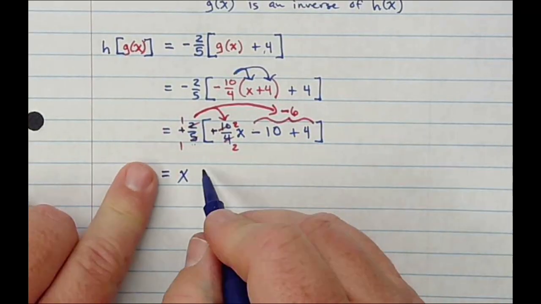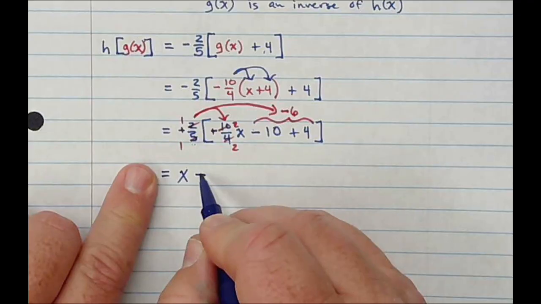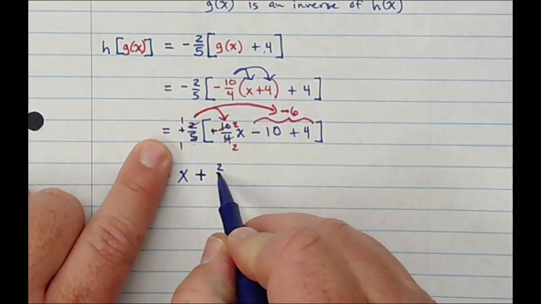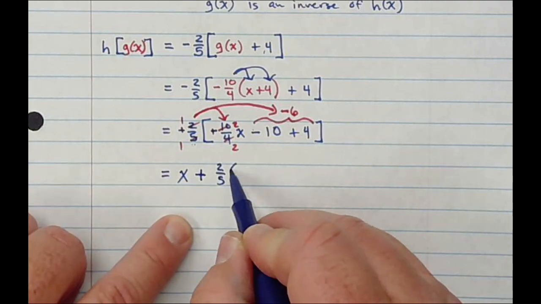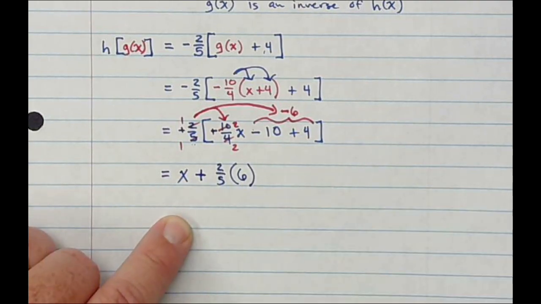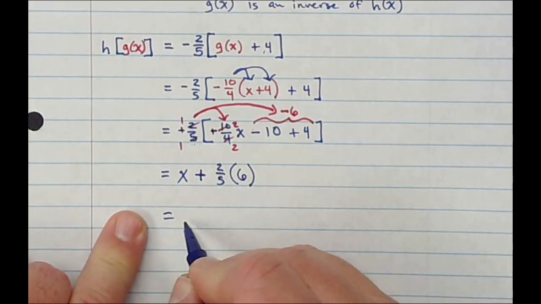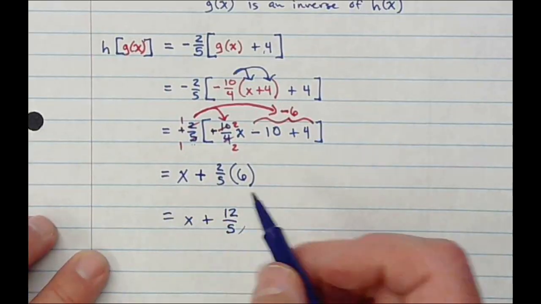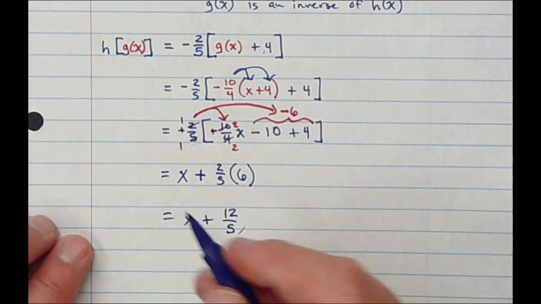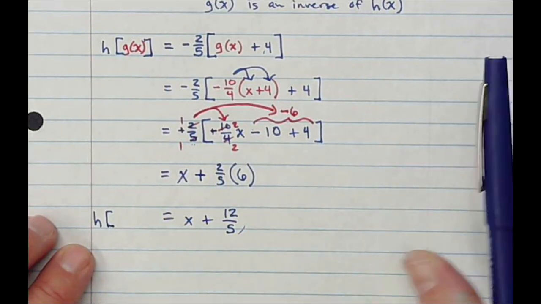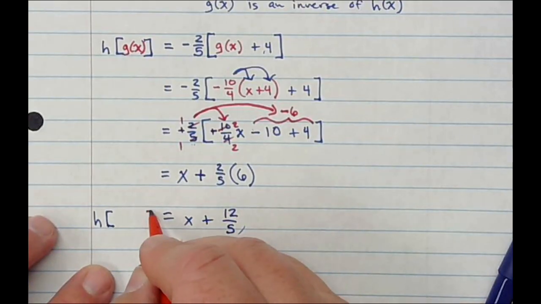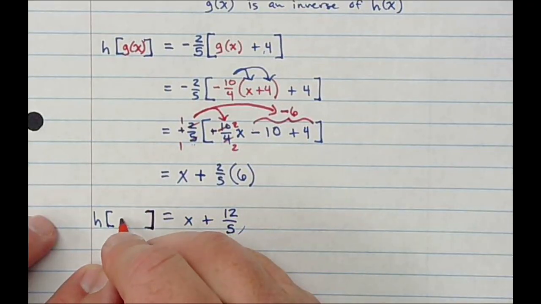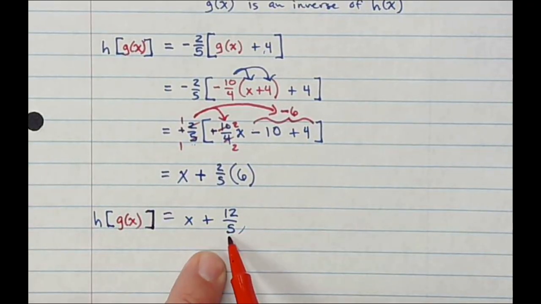So here it's actually a negative times a negative, so it's going to be plus. Now I'm going to show this part here. So plus 2/5 of 6. Now this is just going to give us x plus 12/5. And so the assumption again was that they are inverse functions. Well, if they were inverse functions, we should not have that plus 12/5 part of it. Okay, so h of g of x returns x plus 12/5.